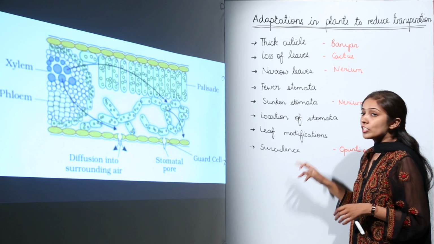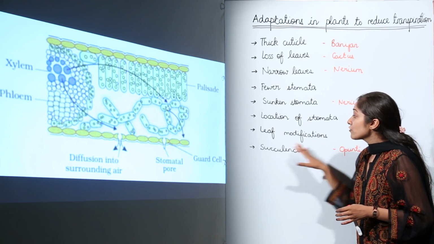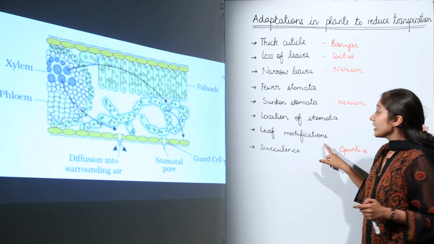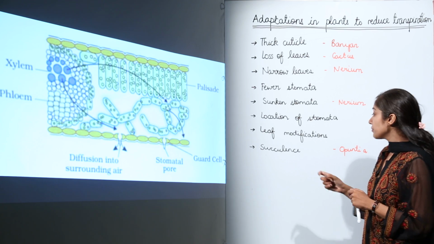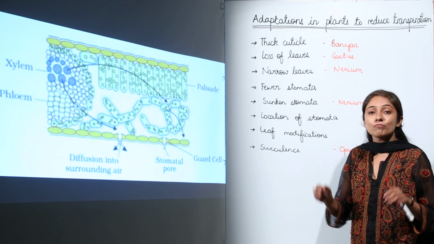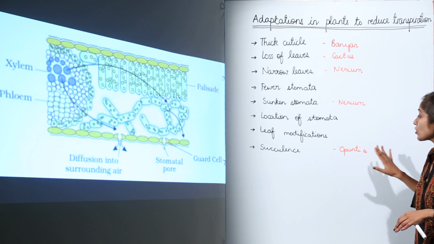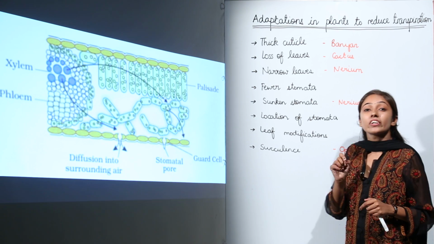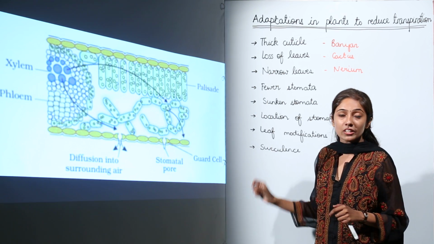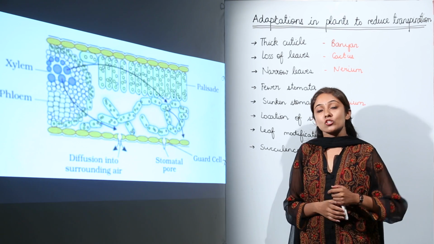Then leaf modifications into leaf spines that we have discussed, and into scaly leaves, also reduce the rate of transpiration. And succulents, meaning presence of mucilage on the leaf surface, as in case of opuntia, also reduces the rate of transpiration. So these are the adaptations by which plants reduce the rate of transpiration.